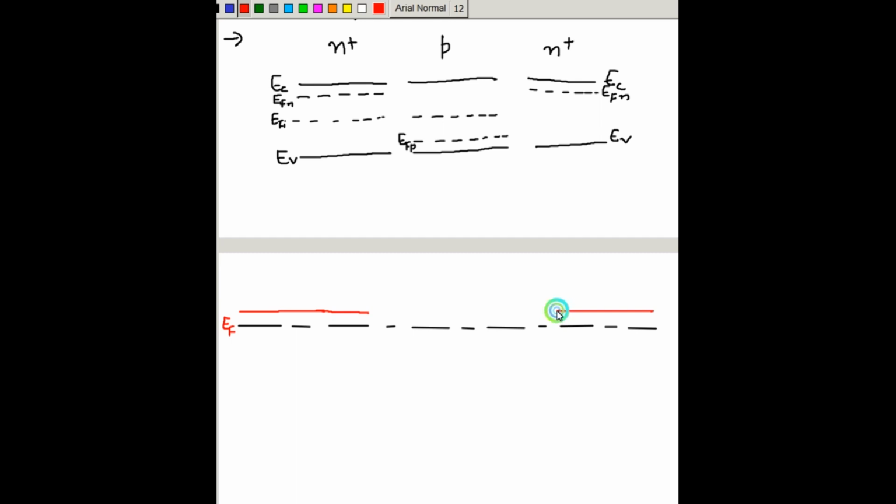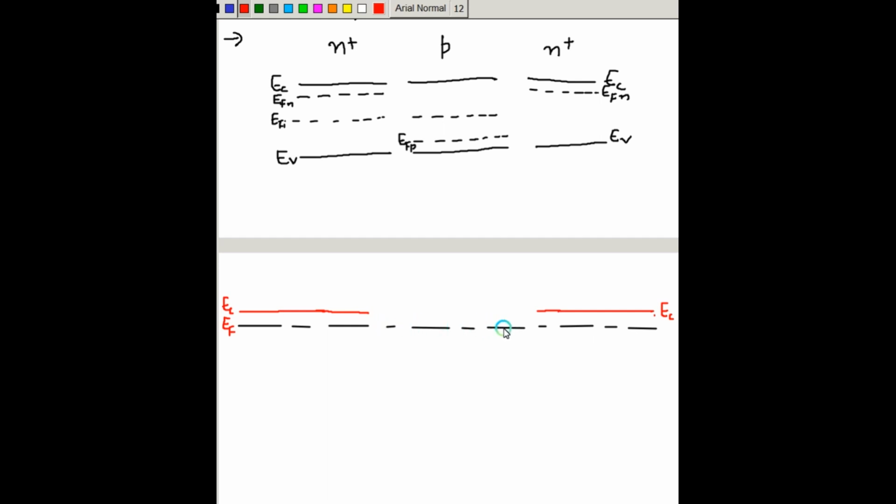Okay, alright, and extend it to here. So this is the conduction band EC along this side, and this is the conduction band EC along this side. Which side? That is the EC.